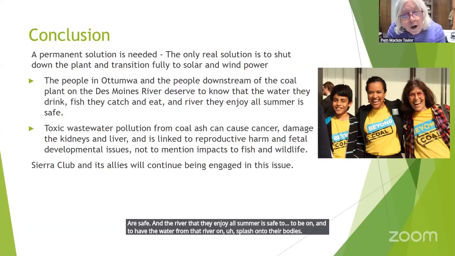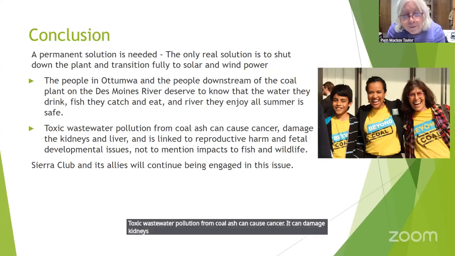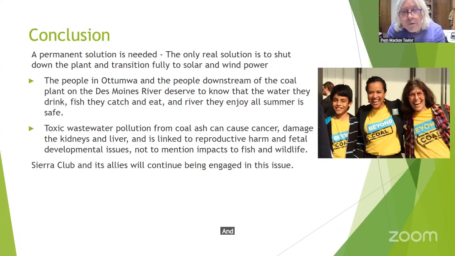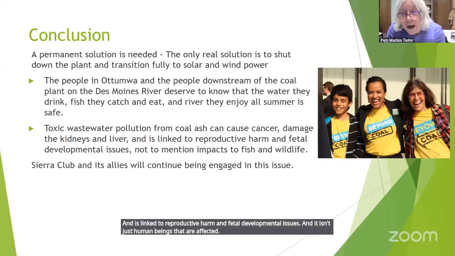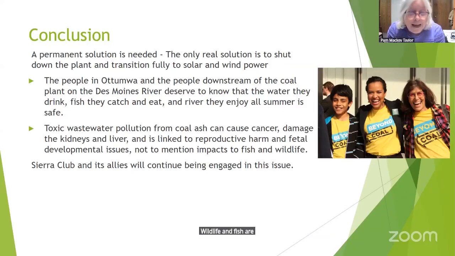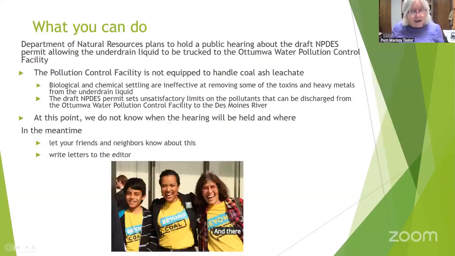Toxic wastewater pollution from coal ash can cause cancer. It can damage kidneys and liver, and is linked to reproductive harm and fetal developmental issues. And it isn't just human beings that are affected. Wildlife and fish are also impacted. The Sierra Club and its allies will continue to be engaged in this issue. And there are some things that you can do.